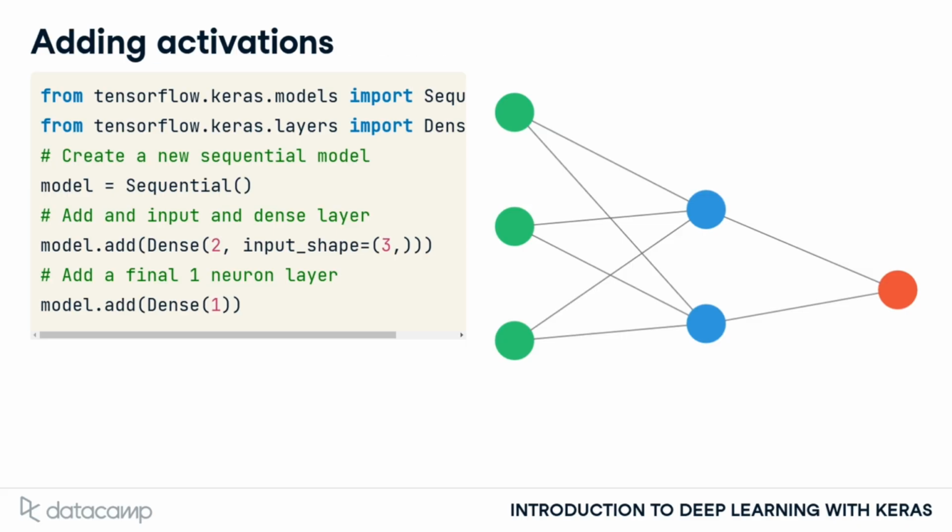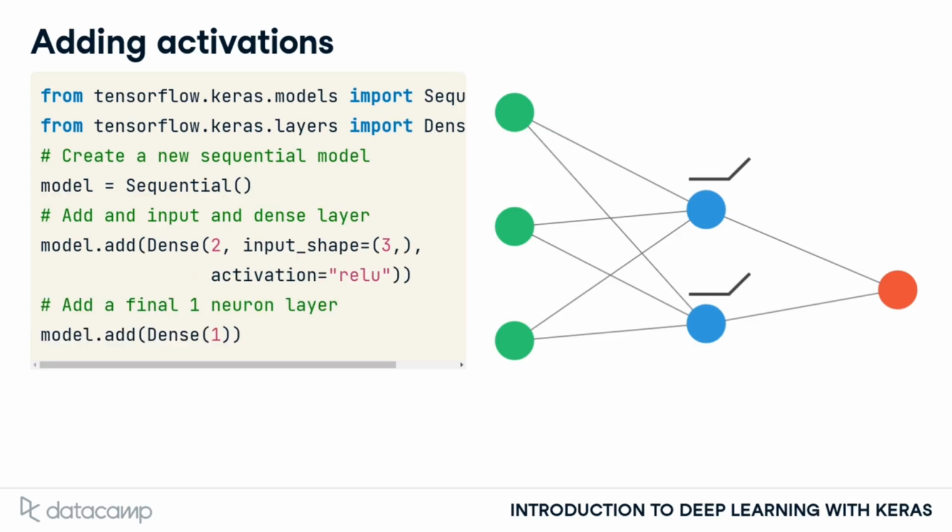In order to add an activation function to our layers, we can make use of the activation argument. For instance, this is how we will add a ReLU activation to our hidden layer. Don't worry about the choice of activation functions, that will be covered later on in the course.